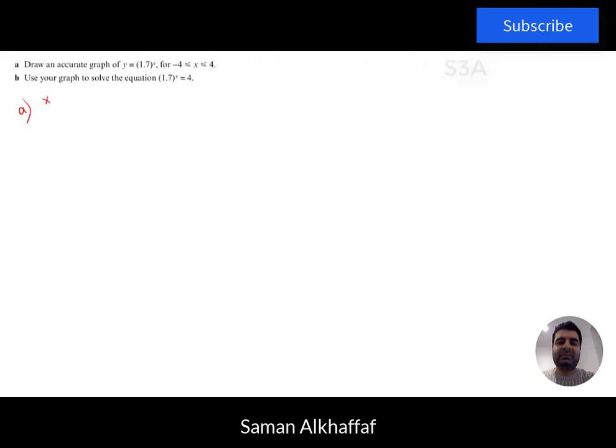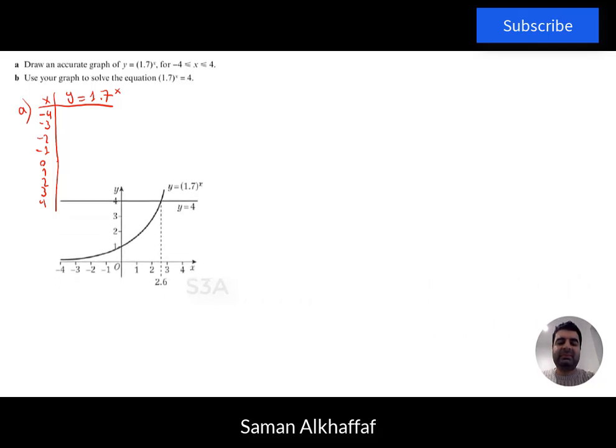So we take x from minus 4. So we have y equals 1.7 to the power of x. So we have minus 4, minus 3, minus 2, minus 1, 0, 1, 2, 3, and 4. And we find the value of y. So we plot the values of x into it, and that will give us the graph, which will be represented in the form shown.